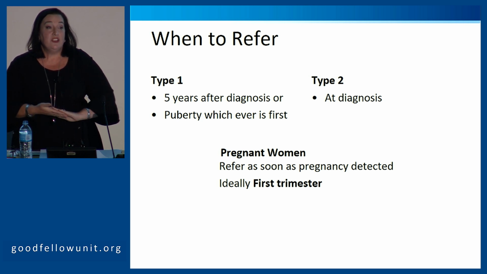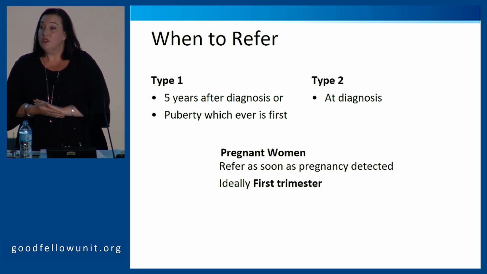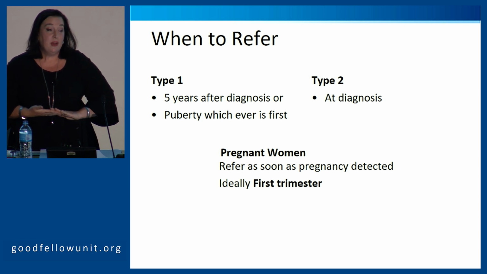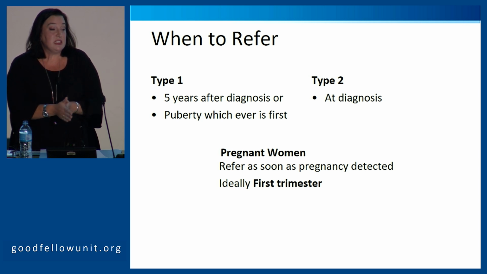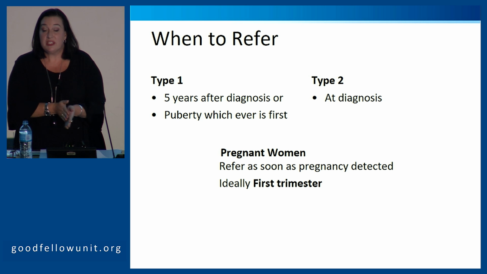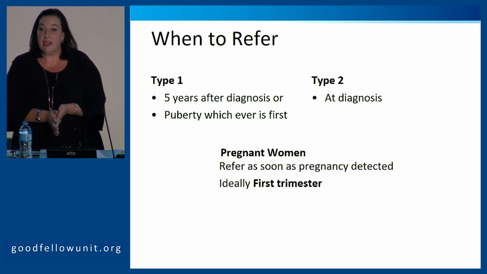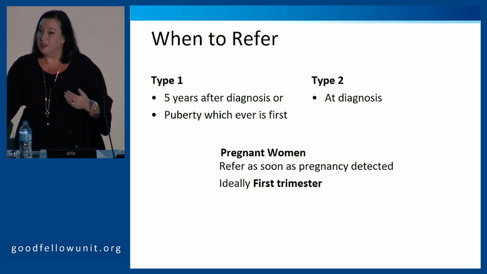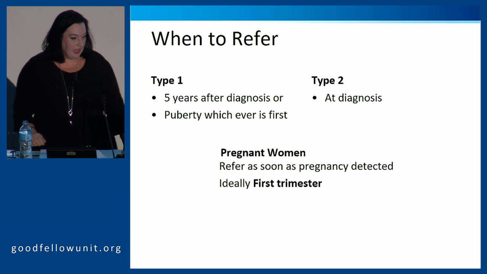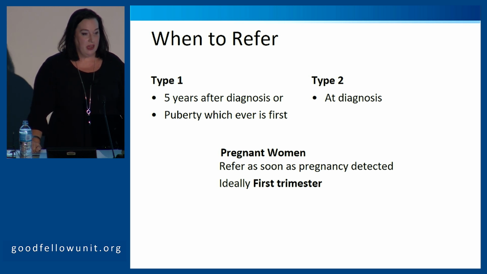Type 1s, not as urgent for their referrals, 5 years after diagnosis or puberty, whichever comes first. Now, in Counties, we're happy to accept referrals at diagnosis because that will give us a baseline for moving forward with that patient. And Zarvin's already talked to you about pregnancy.